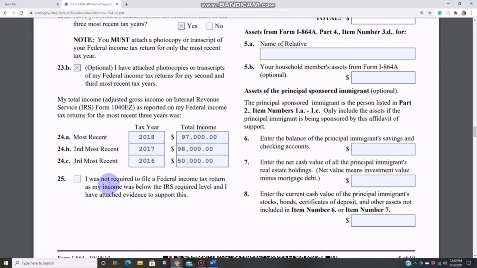Number 25. I was not required to file a federal income tax return as my income was below the IRS required level and I have attached evidence to support this. So since we attached the evidence that we have filed the most recent income tax, I am not going to take this part. And also my husband's income is above the IRS required level, above the poverty level, so I am not going to take this box, okay?